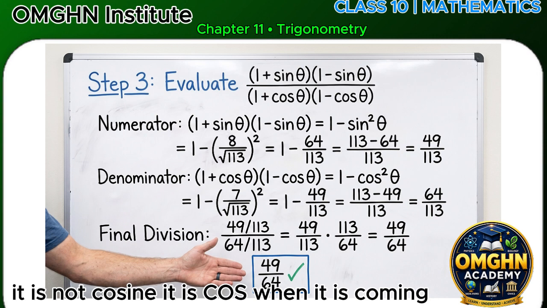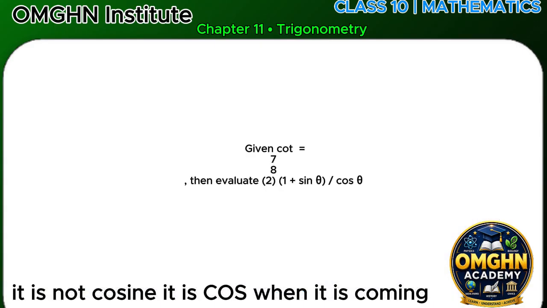So the expression becomes cosine square theta divided by sine square theta, and cosine by sine is cot theta. Therefore, the expression is cot square theta. We are given cot theta is 7 by 8. So, cot square theta is (7 by 8) whole square. Therefore, the answer is 49 by 64. Excellent students. Now let's solve part 2.